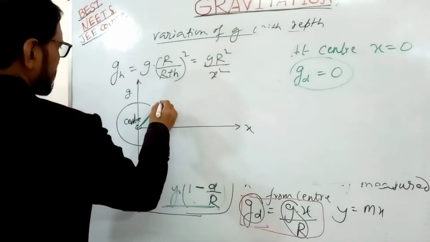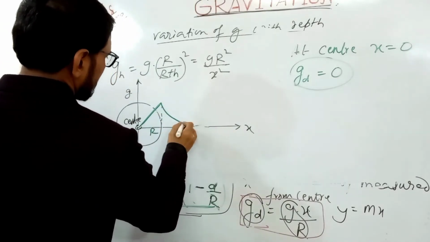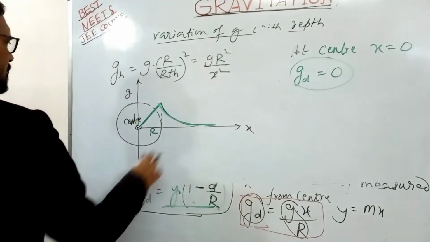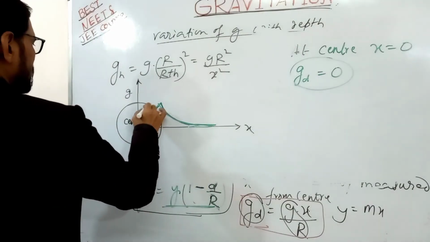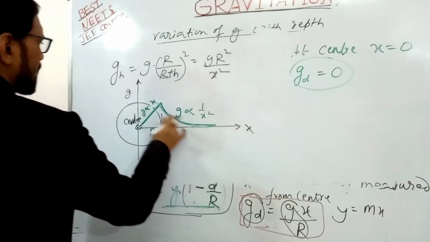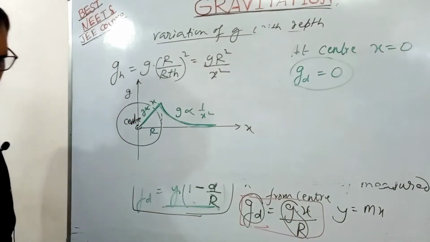So the first graph is this, up to the radius, variation will be this way. So next variation will be this. So first g is proportional to x, and then g is proportional to 1 by x square. So graph of variation of g versus x is this way.